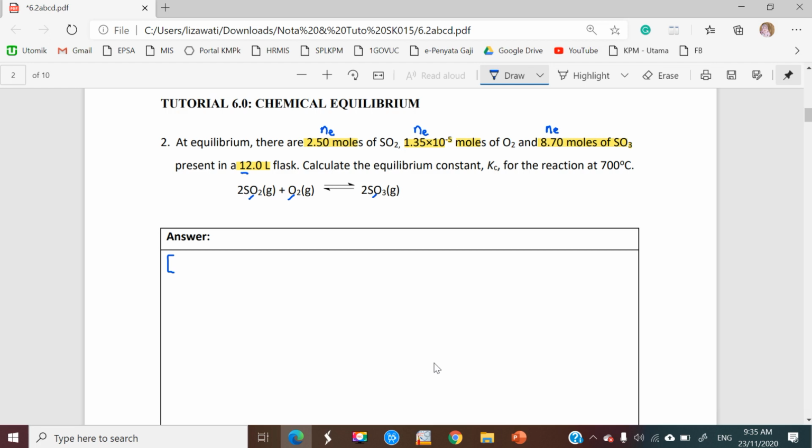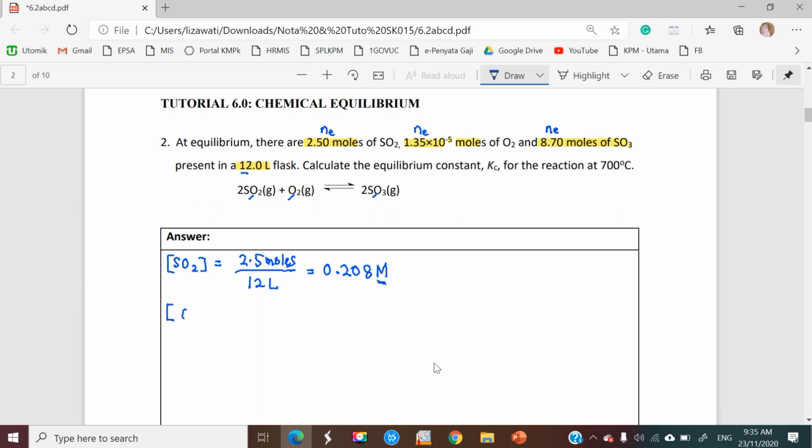Let's start with SO2, concentration of SO2. We have 2.5 moles divided by 12 liters. Suppose you will get here 0.208 molar. Remember, you have to take 3 decimal places. And also the unit, don't forget to write.